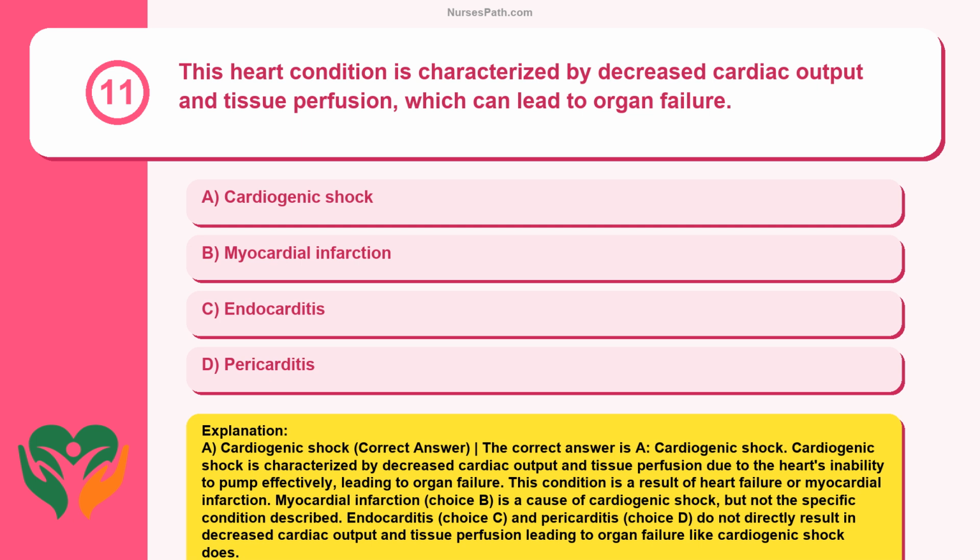Cardiogenic shock. Cardiogenic shock is characterized by decreased cardiac output and tissue perfusion due to the heart's inability to pump effectively, leading to organ failure. This condition is a result of heart failure or myocardial infarction. Myocardial infarction, choice B, is a cause of cardiogenic shock, but not the specific condition described. Endocarditis, choice C, and pericarditis, choice D, do not directly result in decreased cardiac output and tissue perfusion leading to organ failure like cardiogenic shock does.